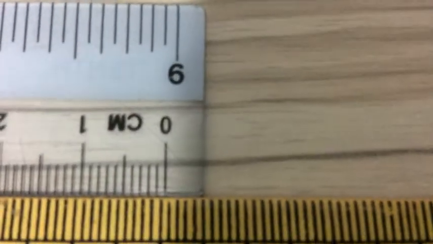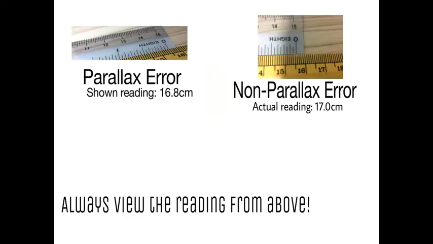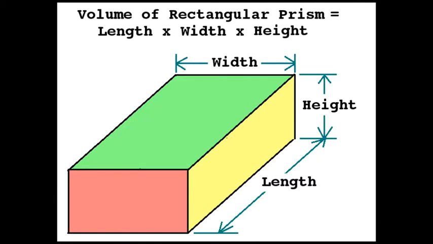Next, use a meter rule to find the breadth and the length of the ruler. Each interval in the meter rule represents 0.1 cm. It is important to view the reading directly above to avoid parallax error, as shown by the 2 examples. Now, we can find the volume by multiplying the thickness, length and breadth.